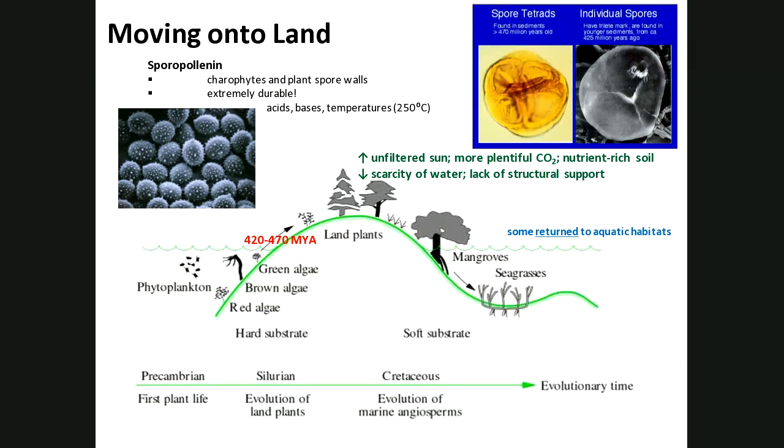Look on the right, the little picture there. These are a couple of spores, spore tetrads. They come in groups of 4 or even individuals, depending on the species of plant. I don't know how well you can see there, but these things are 470 million years old, 425 million, and these are still intact. Intact spores, right? So these are some pretty heavy-duty things.